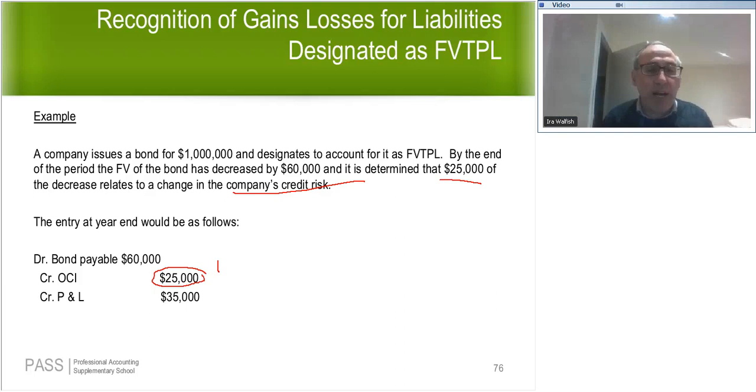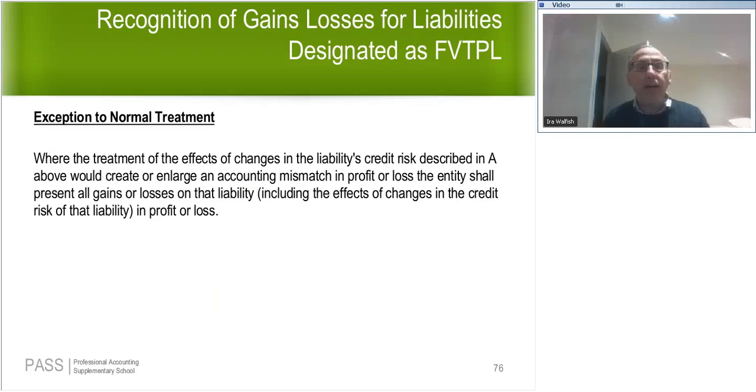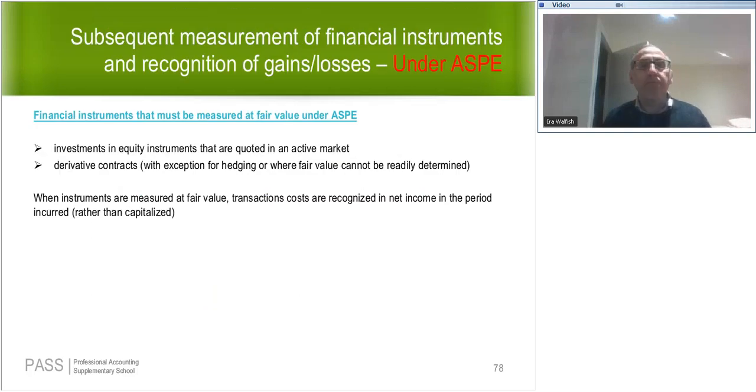Now I'd like to very quickly take a look at ASPE. The reason we can get through ASPE fairly quickly is it really is very straightforward. When it comes to ASPE, it's very simple. You are required to use fair value for any equity instruments that are quoted in an active market. So if the company goes out and buys shares that trade publicly, they have to value them at fair value. Derivative contracts, with the exception of where they're for hedging or where fair value cannot be readily determined, once again, you have to use fair value.